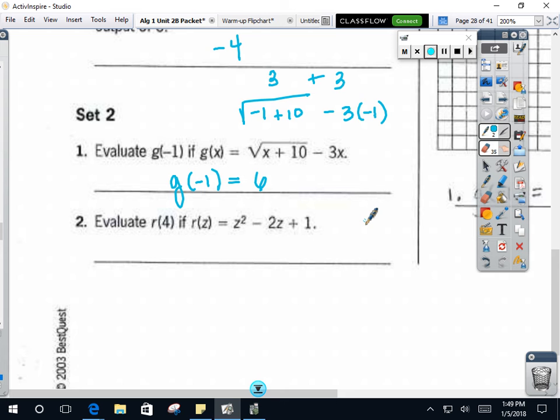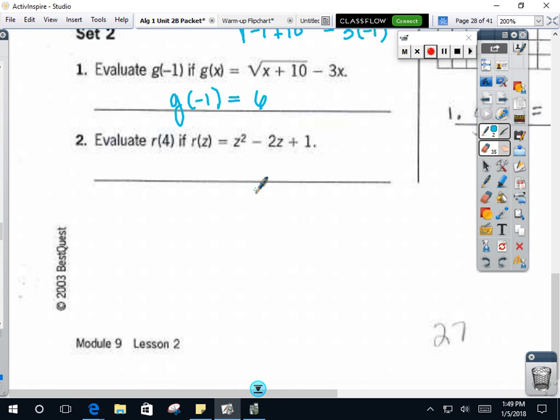All right, number 2. This time they want you to evaluate r of 4. When you plugged in 4 for both z's and you squared it and you multiplied by 2 and all that, what did you get? 9. Look, 4 squared is 16. 2 times 4 is 8. And then 16 minus 8 is 8. 8 plus 1 is 9.